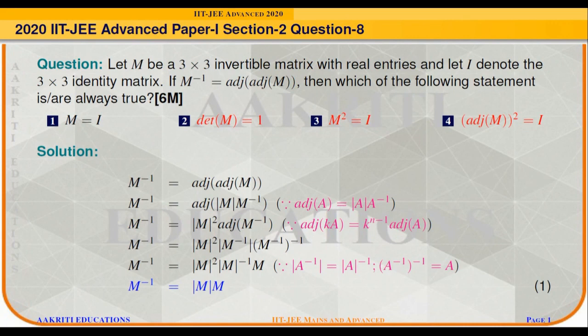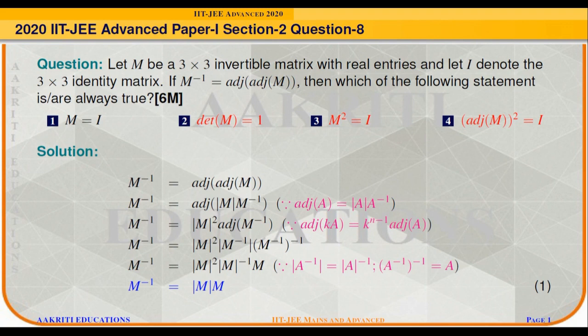In this video, we will discuss question number 8 of section 2 asked in Advanced Paper 1 2020. Question says, let M be a 3 by 3 invertible matrix with real entries and let I denote the 3 by 3 identity matrix. If M inverse is equal to adjoint of M, then we need to find which of the following statements are always true.